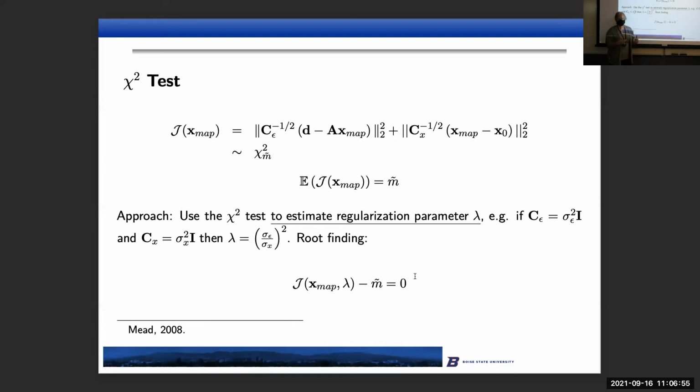Most people do a chi-square test after they're done, right? I'm thinking about this in a different way. I'm not doing the chi-square test when I'm done. I'm using the chi-square test to back out what I want the inputs to be. So that's a little bit different.